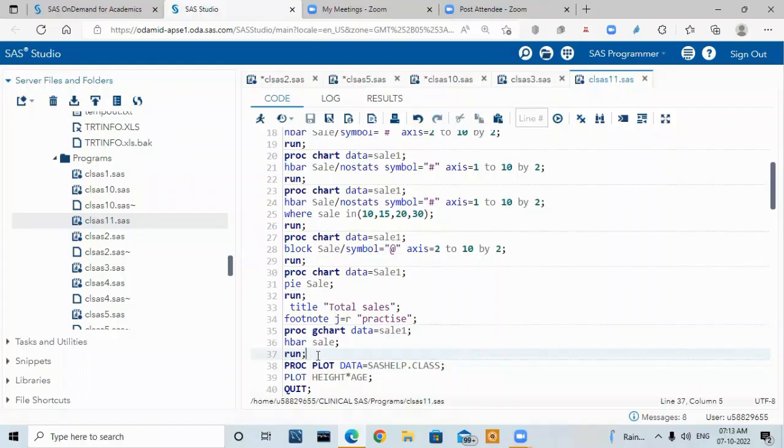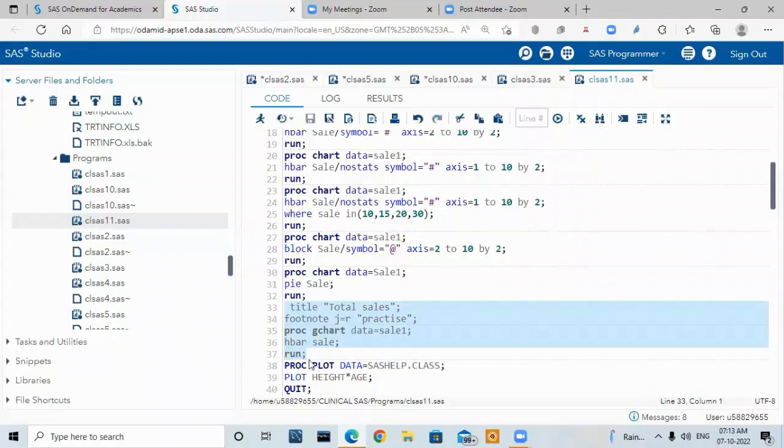Just let us see. Sometimes the G chart procedure is not working in SAS Studio. That's why I have not taken many procedures for this one. We have so many programs for proc G chart, but sometimes it will not work. It will not work in SAS Studio. It is working in the older SAS 9.2, but in SAS 9.4 it's not working.